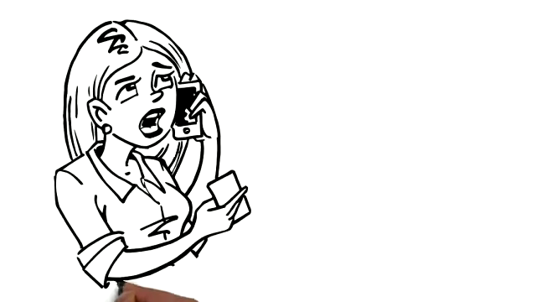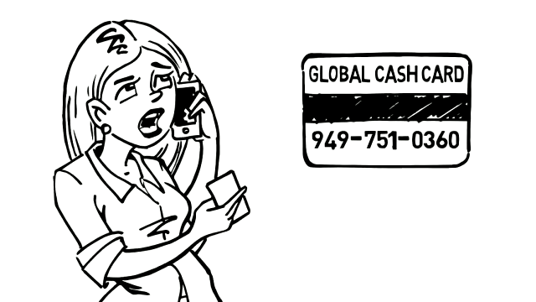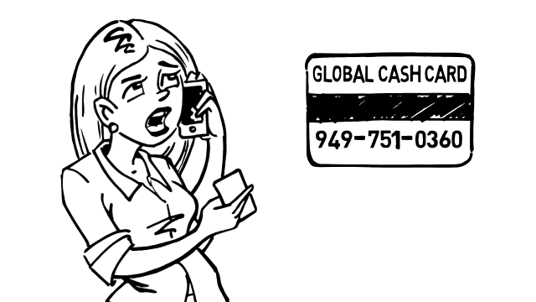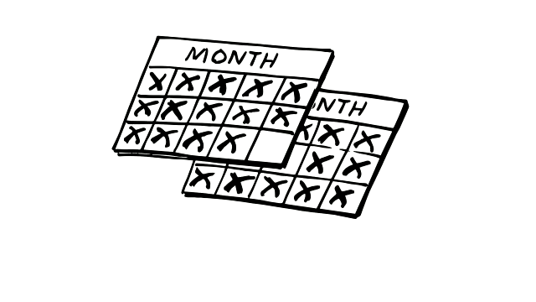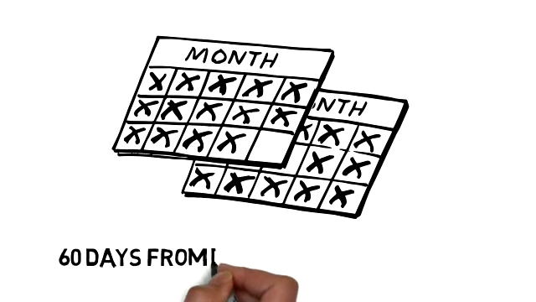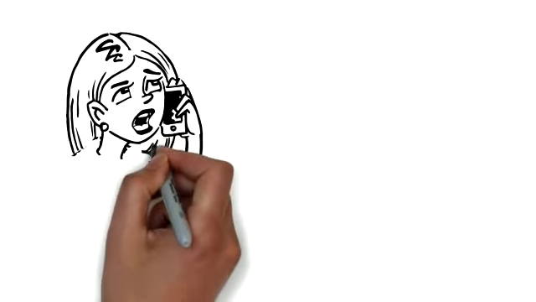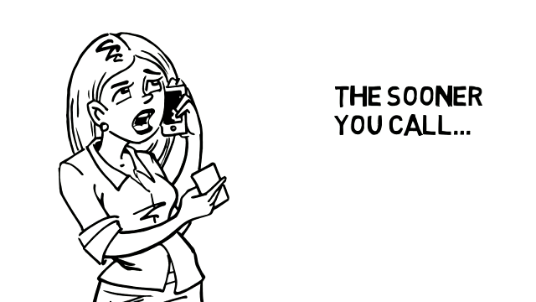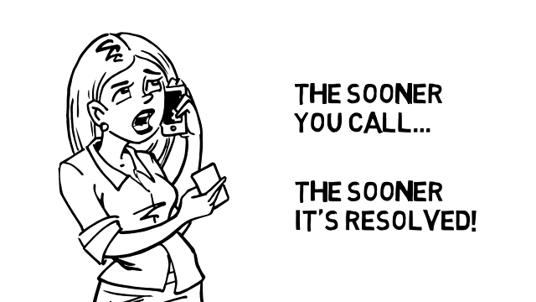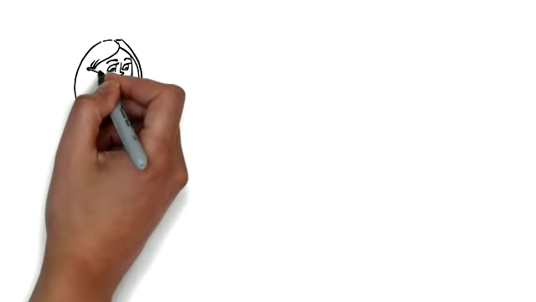Sally can dispute the charge by immediately calling Global Cash Card's customer service number on the back of her card. She has up to 60 days from the date of the transaction in question to report an error and file a dispute with customer service. But the sooner Sally reports the problem, the sooner it will get resolved. So, what happens next?